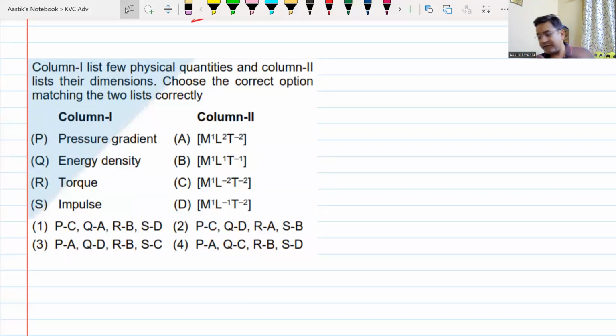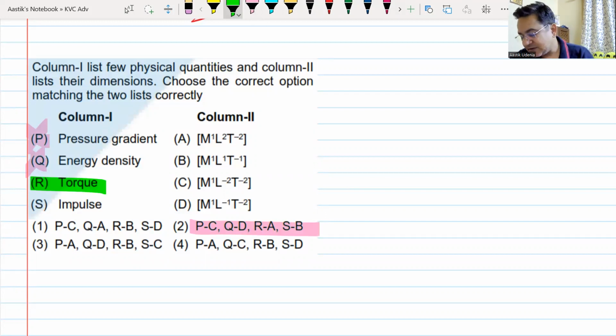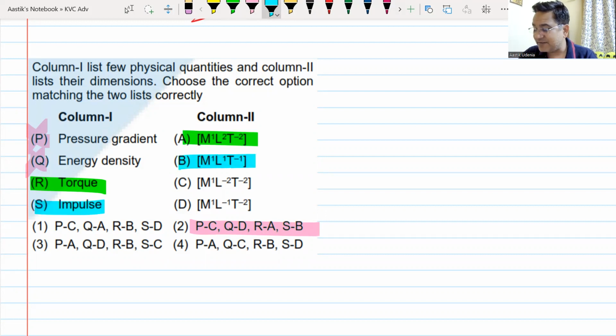Then comes this question. This is a question on my favorite topic, units and dimensions. I will not say anything. I'll just wait for your answer. Option 2. You may not have to calculate this. Pressure gradient is pressure per unit distance. Energy density is energy per unit volume. You can find out the dimensions of torque, force into distance. I think this is the dimension of torque given here. And you can just find out the dimension of impulse, force into time. You just see which option is matching which. You just mark it and you just move ahead in life. Do we understand this?